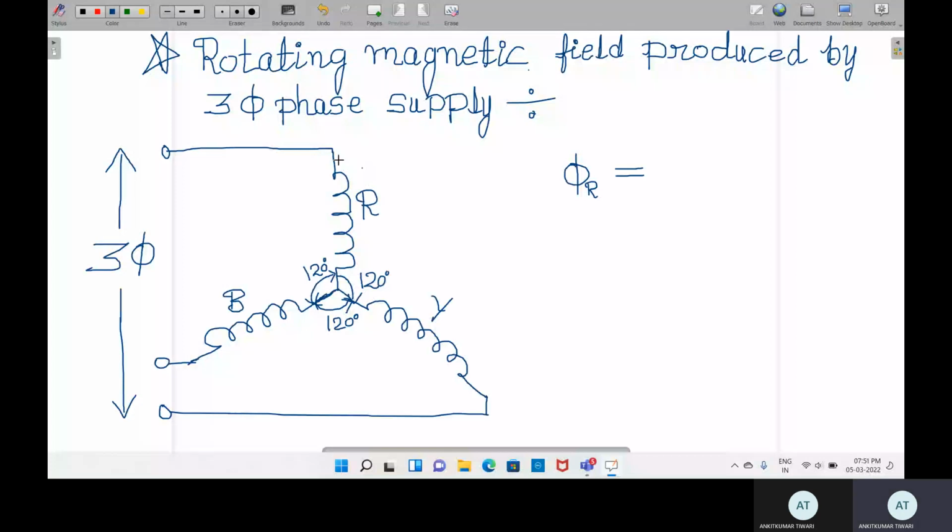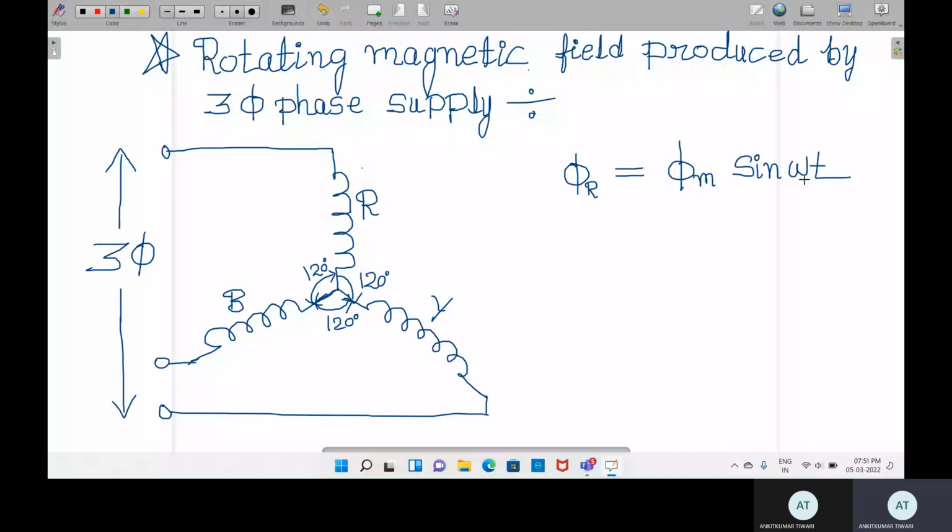We have supplied the three-phase AC. So the three-phase AC supply is given, so that will be an alternating quantity. The alternating quantity is represented by phi m sine omega t. So the magnetic flux which has been produced by coil R is phi R, and its value is selected as phi m sine omega t, which is assumed as a reference value.